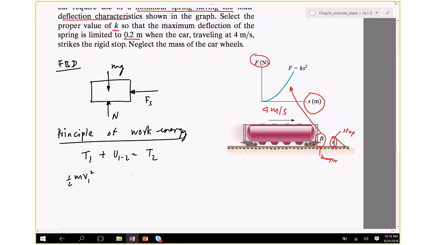Fs is the force which is acting to the left. Our convention is going to be positive to the right, so I need to put a negative sign, and it's very important to put a negative sign, otherwise you'll get the answer wrong. Minus Fs, and the displacement is to the right, so ds or dx if you like.